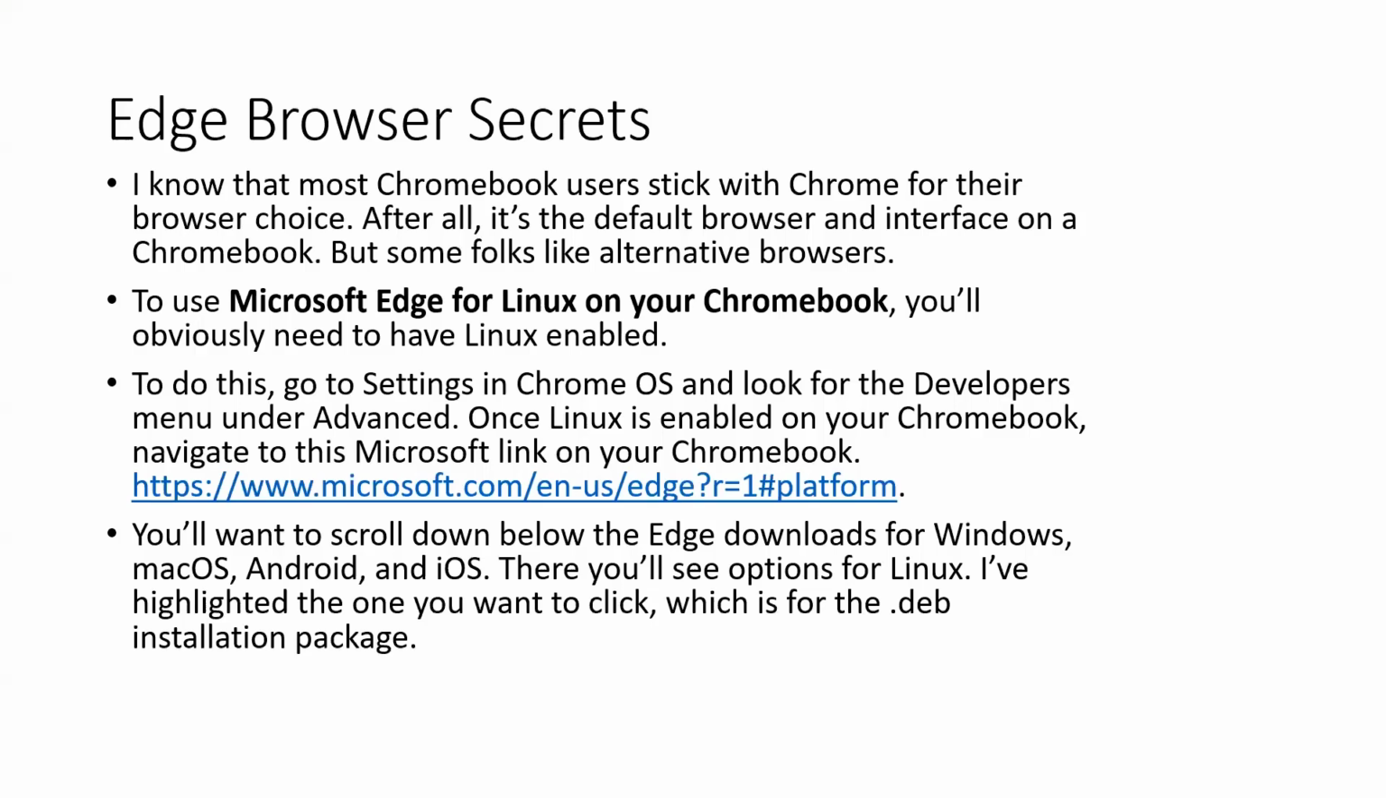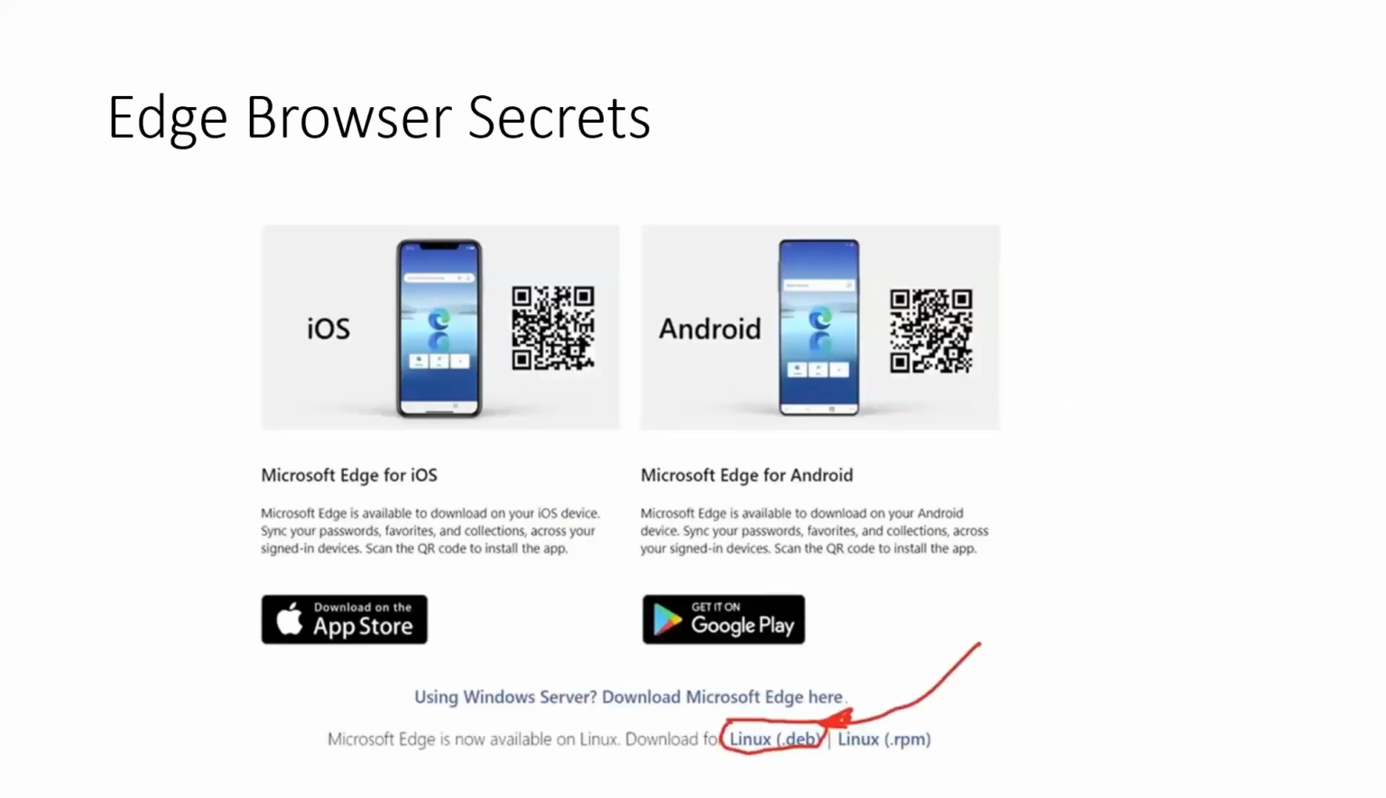Once Linux is enabled on your Chromebook, navigate to this link on your Chromebook. I'll place this in the chat box. You'll want to scroll down below the Edge downloads for Windows, Mac OS, Android, and iOS. There you will see an option for Linux. I've highlighted the one you will want to click, which is the .deb installation package. Here's a screenshot of that page.